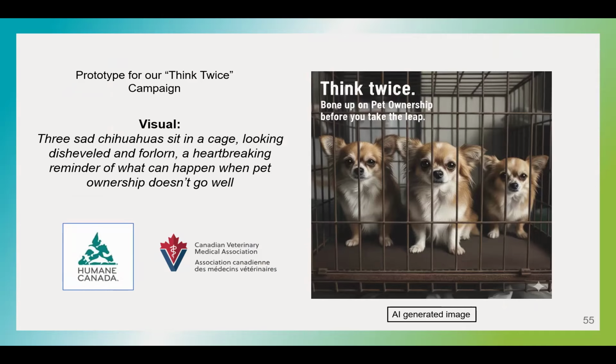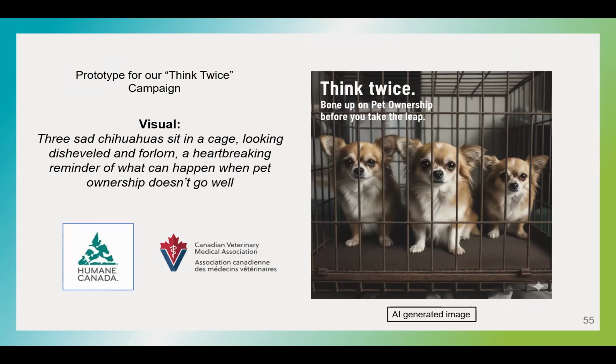So here's our prototype for our Think Twice campaign. It's called Think Twice, Bone Up on Pet Ownership Before You Take the Leap. And it's really kind of an information campaign, but we are trying to drive people eventually to help us by adopting and reduce the number of returns or surrenders to shelters, and those all affect our costs. So I can also consider it marketing because we're trying to get them to do what we're asking them to do here. So anyway, the core message is think twice, love for life.